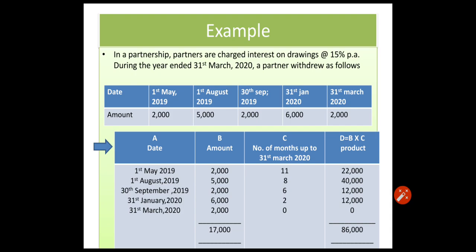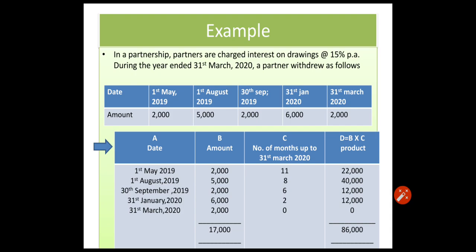Now, while solving this question, first we have to prepare a table consisting of 4 columns. The first column will be related to the date of drawing. The second column will be of amount. The third column will be the number of months up to 31st March 2020. It means from the date of withdrawal till the end of the accounting period, that is 31st March 2020. And the fourth column will be the product of amount and number of months up to 31st March 2020.